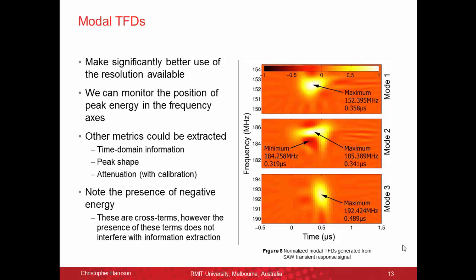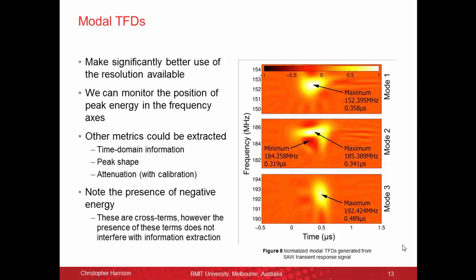So now we've got these TFDs, we need to extract something out of them to correlate to our sensing application. The easiest thing to do is to just track the position of that peak in time and frequency, although there's lots of other stuff you could pull out of here. Things like I mentioned, the peak shape, attenuation, assuming you calibrated the system, and probably time domain information too could easily be extracted. It's worth noting that in some of these we get some negative energy regions. These are those cross terms I mentioned.